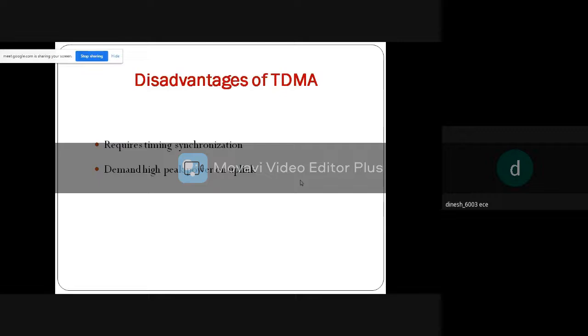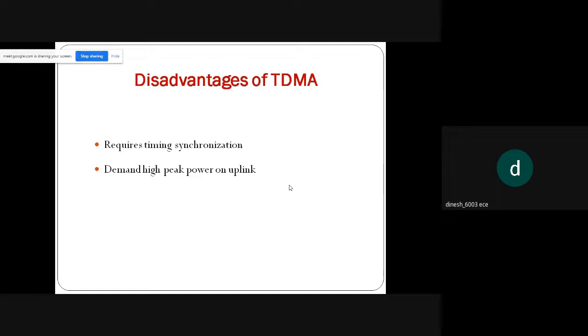There are some disadvantages also, which is that it requires time synchronization, which is lacking. The demand for high peak power on the uplink is a major issue in TDMA.